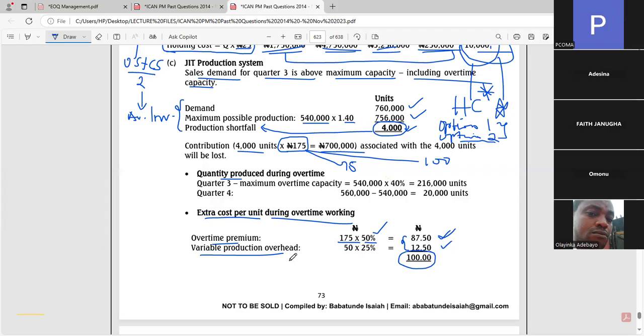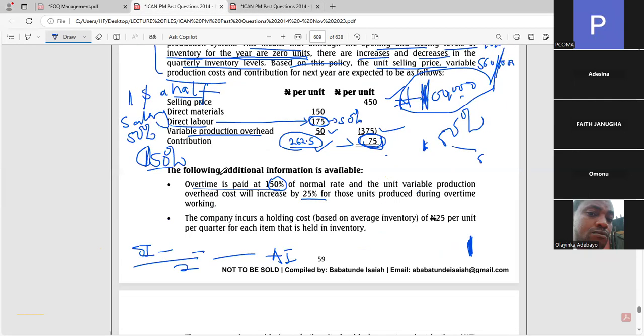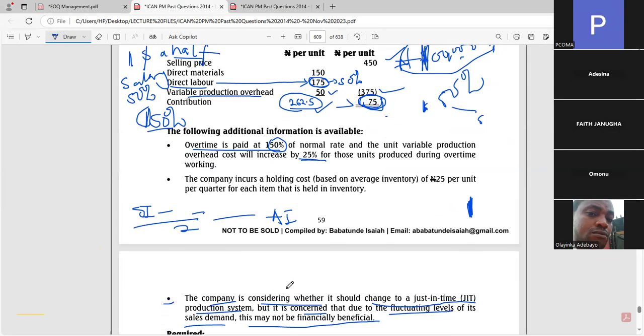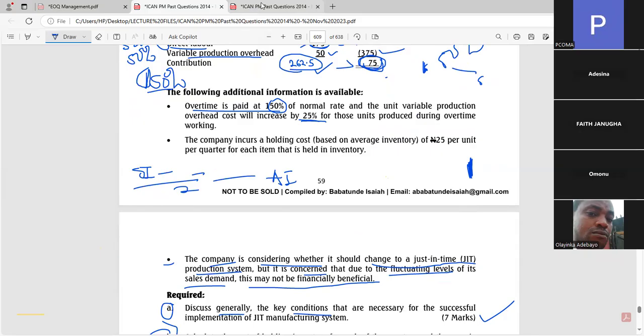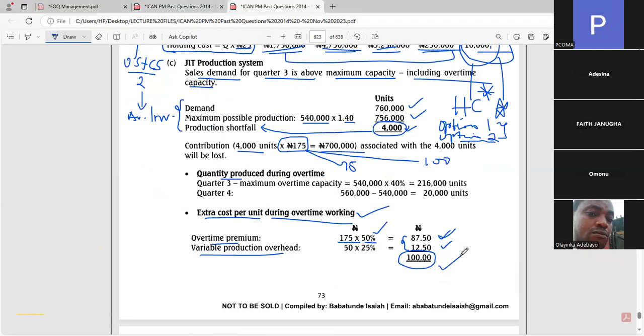So we have calculated the extra cost if we work overtime. You see the question. If you work overtime, you are going to pay your workers 50% extra in addition to what they have been collecting before. It is that 50% that concerns us because that 50% is by virtue of you working overtime. Secondly, 25% is going to add up to our variable production cost. And that's what we have analyzed. We don't have any other adjustment in the question. That is why our additional cost for producing overtime is 100 naira. So that 100 naira and 75 naira is what gives us this 175.